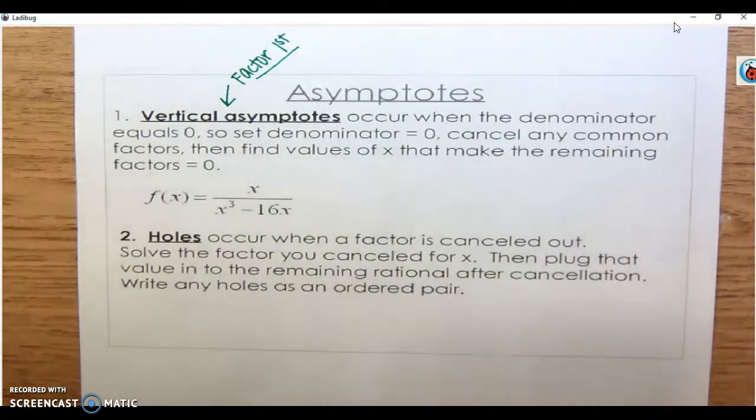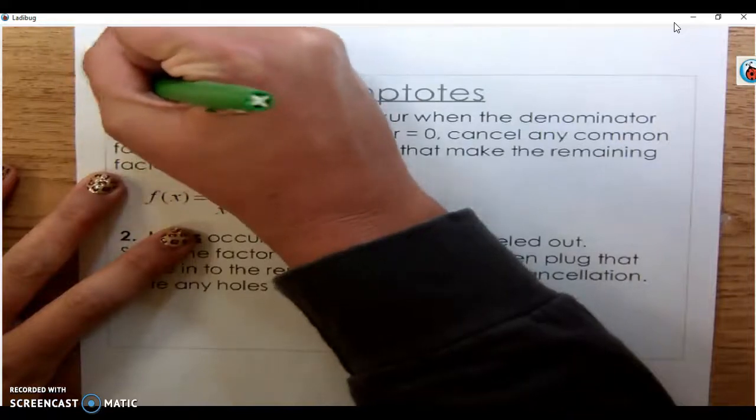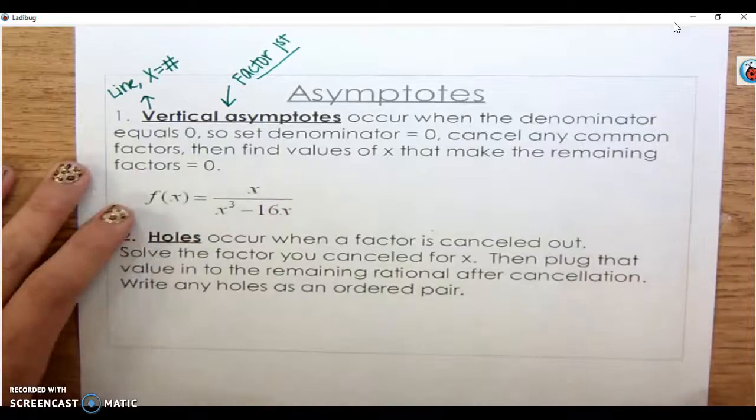Because a vertical asymptote is a line, you need to make sure that your answer is x equals some kind of number. So whenever you're writing your vertical asymptote, it is a line. Make sure you're writing x equals some kind of number so that it represents a vertical line.